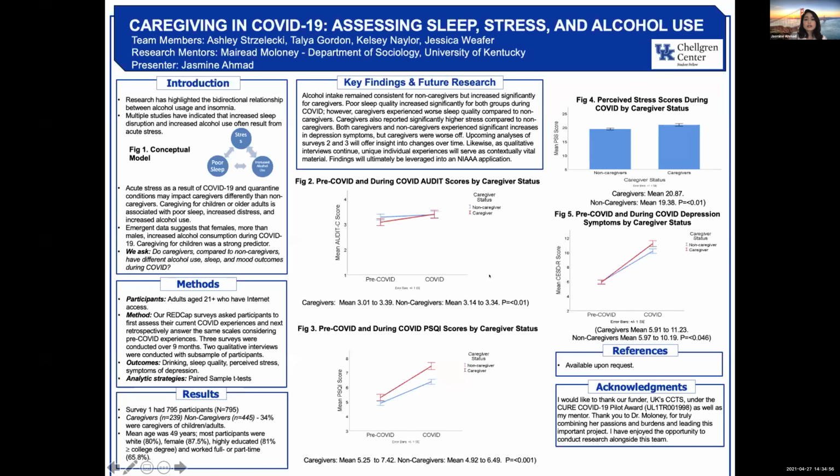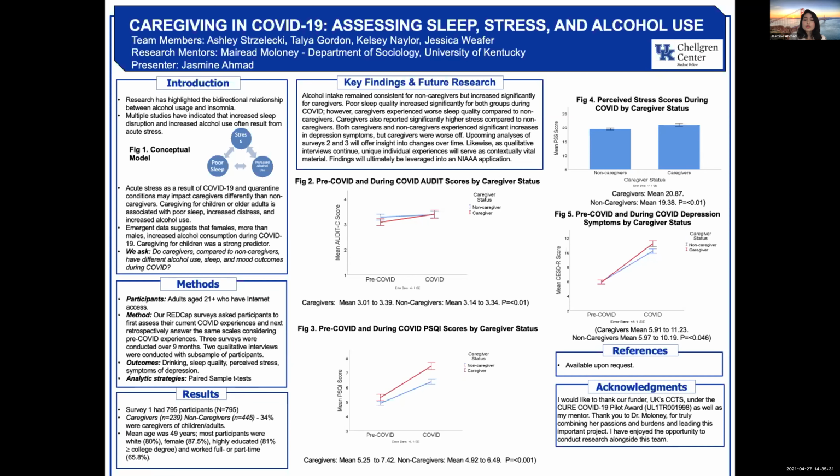I'll be talking a little bit about conclusions through these figures. So looking at figure 2, this first AUDIT is a measure of a number of drinks. And in this figure 2, what we're seeing here is the blue line is non-caregivers and the red line is caregivers. But what you'll notice is non-caregivers started out drinking more pre-COVID, but the lines actually converged. And at the end there, the caregiver line goes above. So drinking was basically stable for non-caregivers pre-COVID to COVID, but the caregivers' drinking increased significantly.